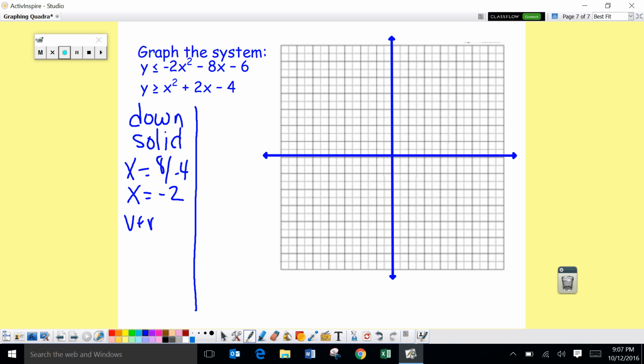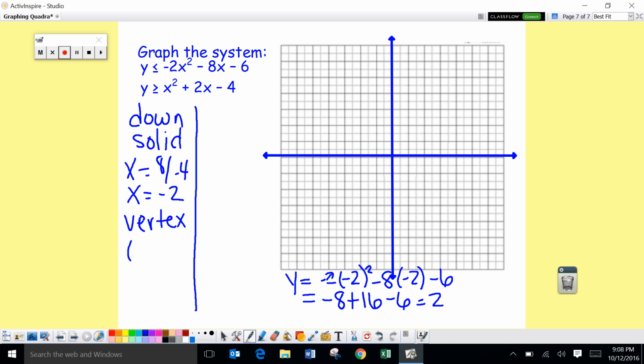Then we want to find our vertex. We're going to find that by plugging in the negative 2 into our top inequality and setting it equal to y. So we have negative 2 times negative 2 squared minus 8 times negative 2 minus 6. Negative 2 squared is 4. 4 times negative 2 is negative 8. Negative 8 times negative 2 is positive 16. When we add those together, we get 8 minus 6 will be 2. So our vertex is going to be at negative 2, positive 2.